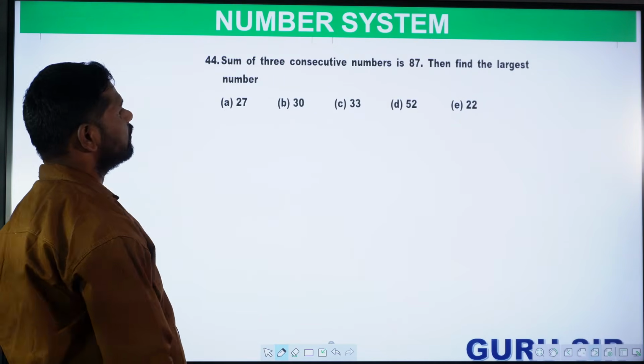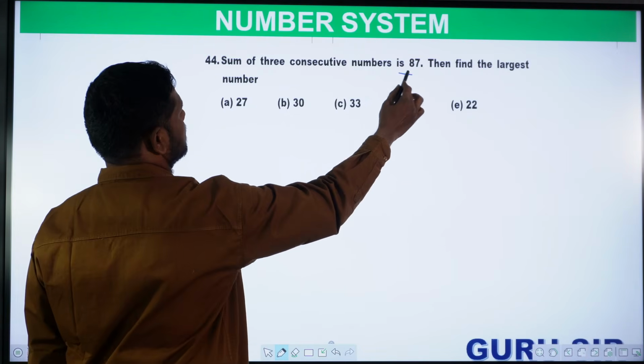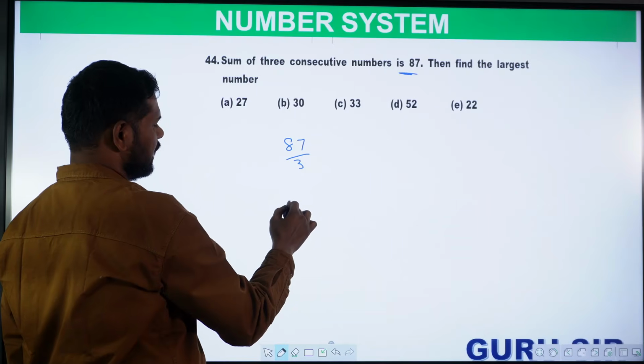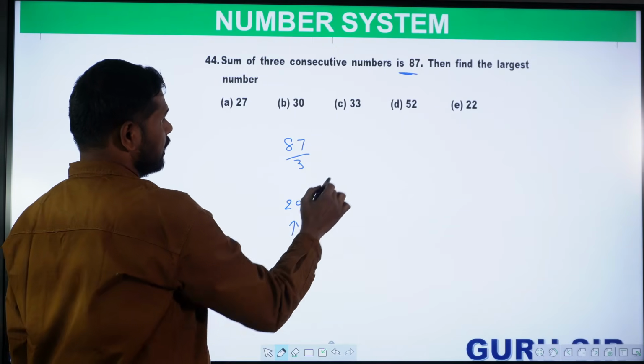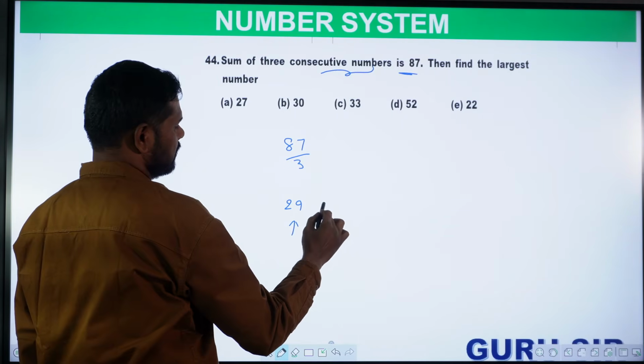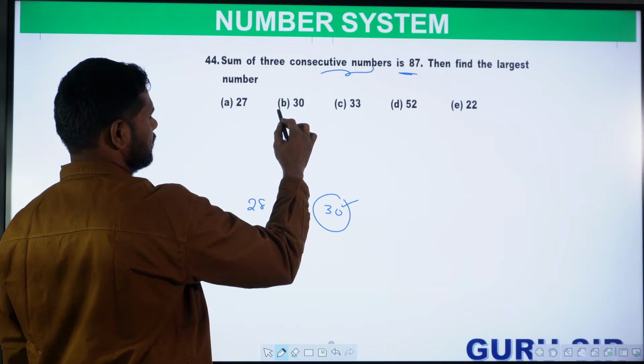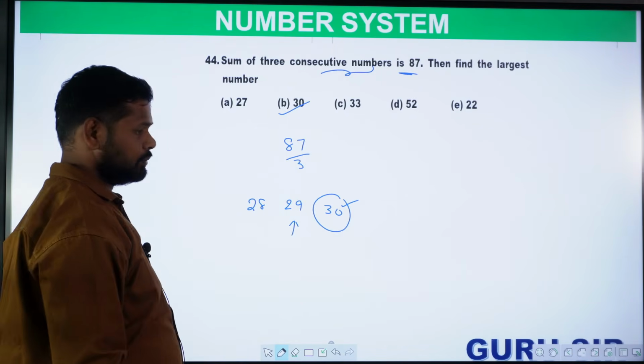Next one. Sum of three consecutive numbers is 87. Then very easy. Three consecutive numbers means 87 by 3, mean value is 29, the middle one. Next number is 30, previous number is 28. The largest number is 30. That's it. Very simple. Next one.